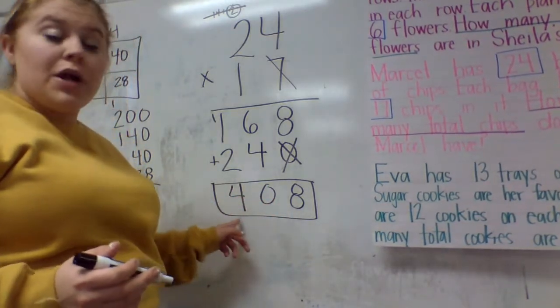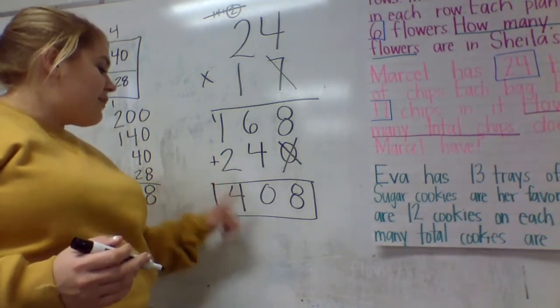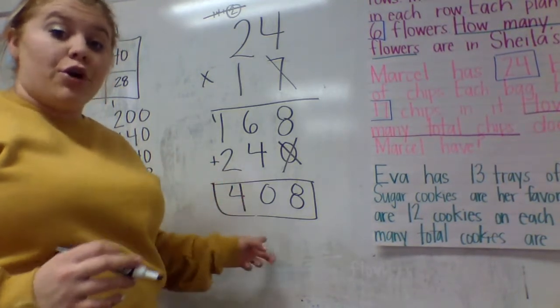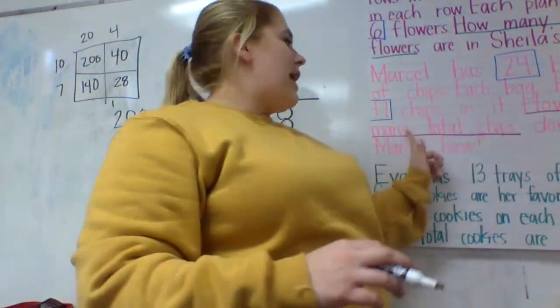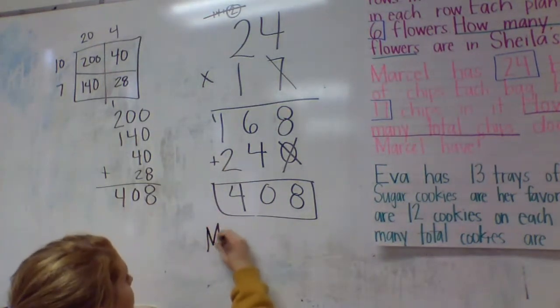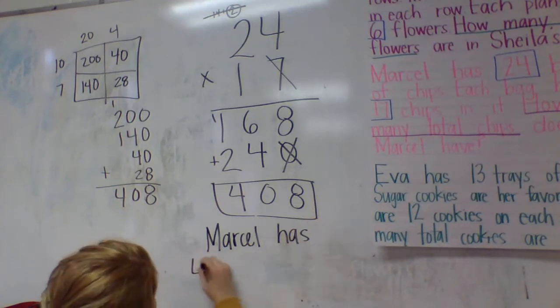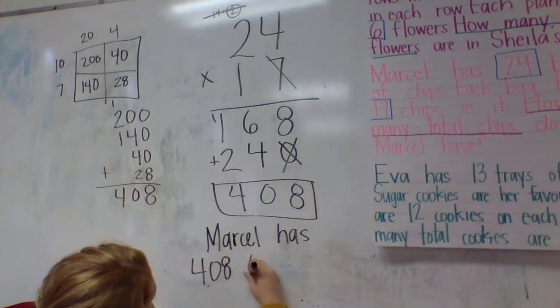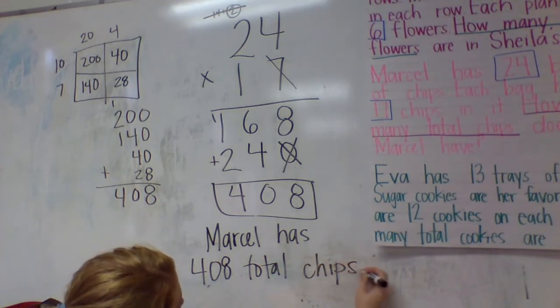what? Does Marcel have 408 gummy bears? I would like 408 gummy bears. Does Marcel have $408? 408 turtles? We don't know until you tell us. We know we were looking for how many total chips. So our answer, when we write it out, will be Marcel has 408 total chips.